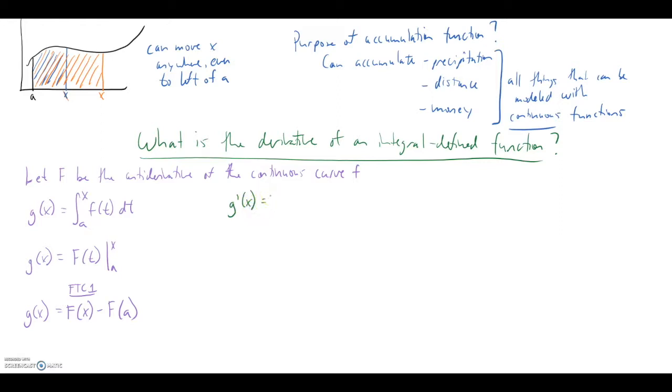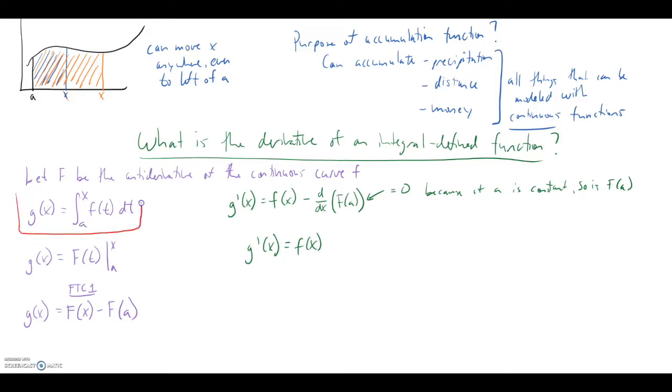G prime of x will equal the derivative of big F of x, which is little f of x, minus the derivative with respect to x for big F of a. And the reason why I isolate that term is because I want to show that this term is going to equal 0. A was a constant in the original problem, so big F of a will also be a constant, and the derivative of any constant will equal 0. And we can conclude that g prime of x just equals the function f evaluated at x.